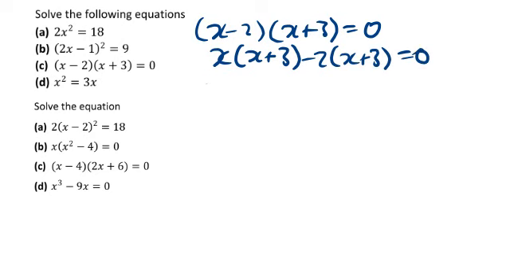x times x will be x squared. x times positive 3 will be positive 3x. Negative 2 multiplied by x is negative 2x. Negative 2 multiplied by positive 3 is negative 6. This will be equal to 0.